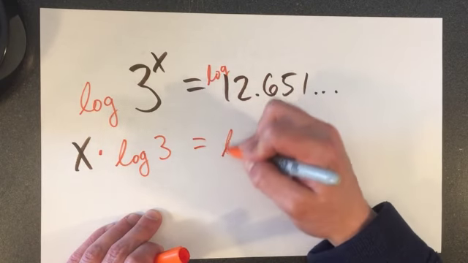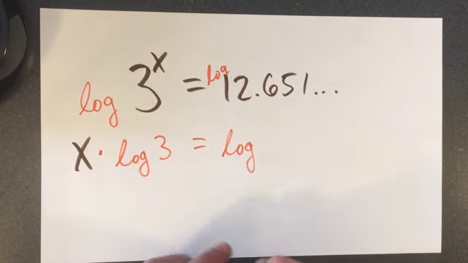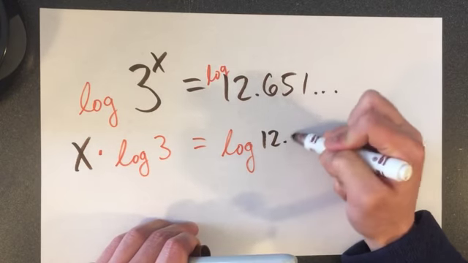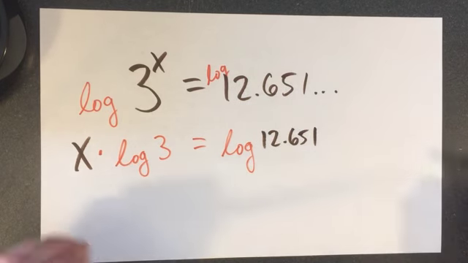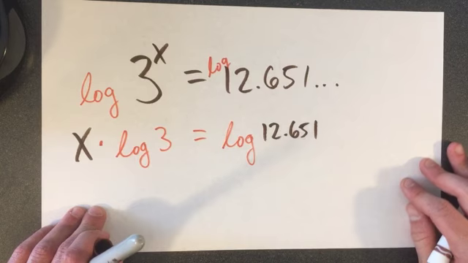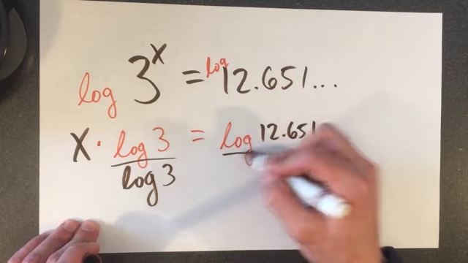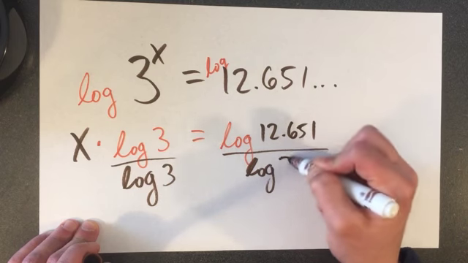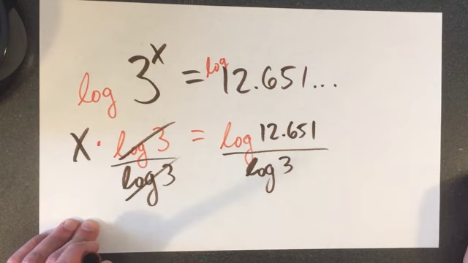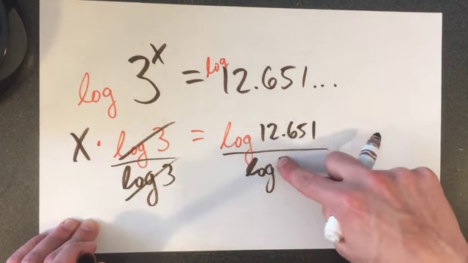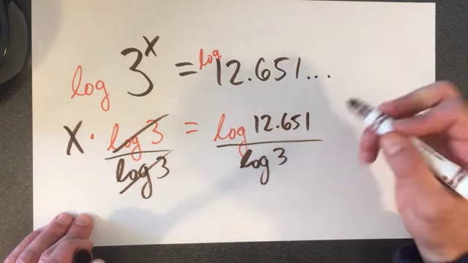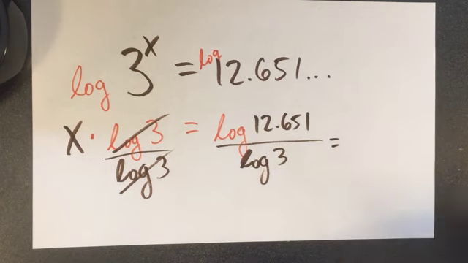Now over here, this is going to be equal to the log of 12.651. Let's now solve for x. So we divide both sides by log 3, and don't worry what log 3 is. Just know that it cancels itself out right there. And now I can put this in my calculator, and we'll discuss what this means after we get our answer. So let's check it out.